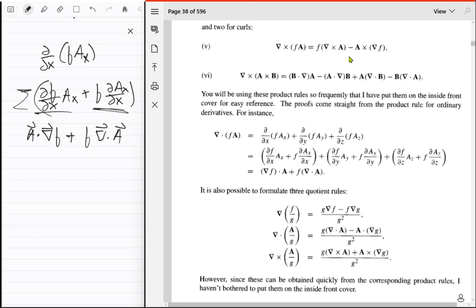There must be some other way though, to prove that this is the thing. Basically, what this is saying is that del cross f times a vector is just equal to del f crossed with a vector, that is, if the vector A is a constant. And how do we prove this? I don't know about this one. Yeah, how do we actually prove this?